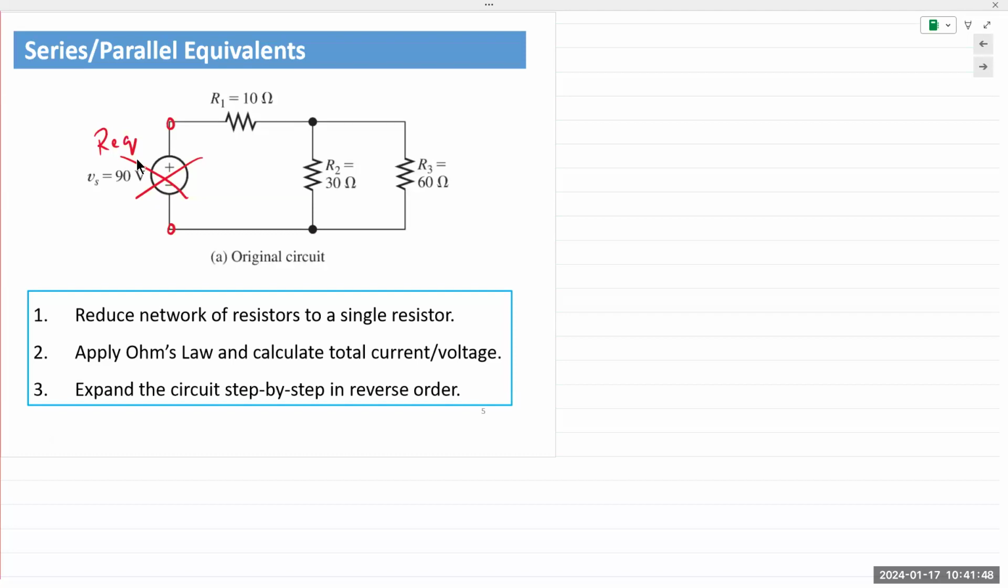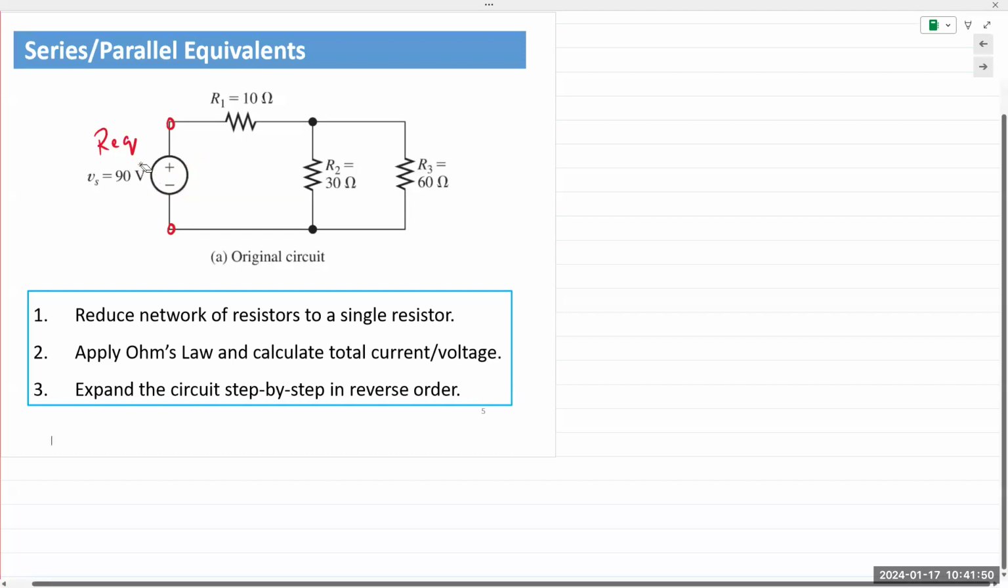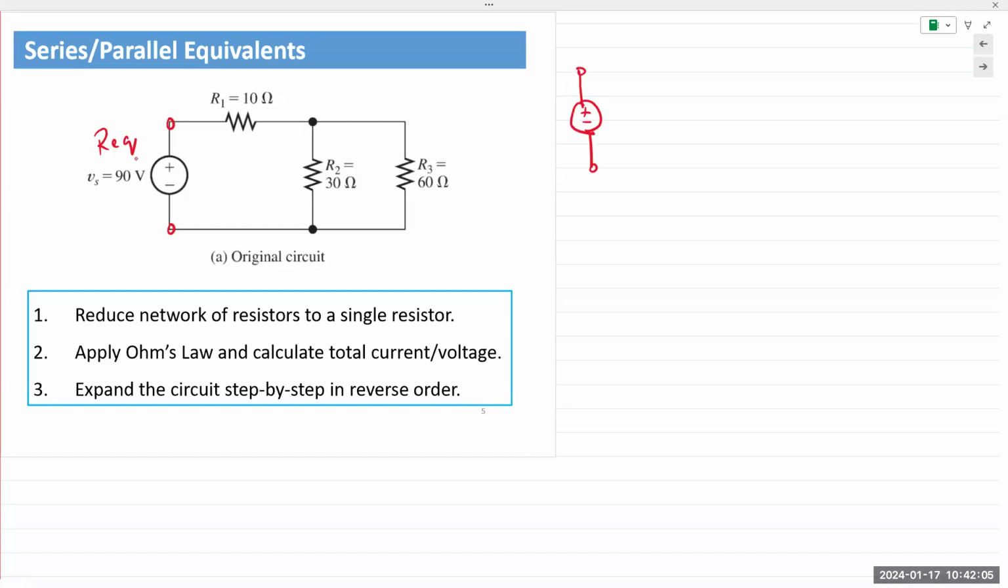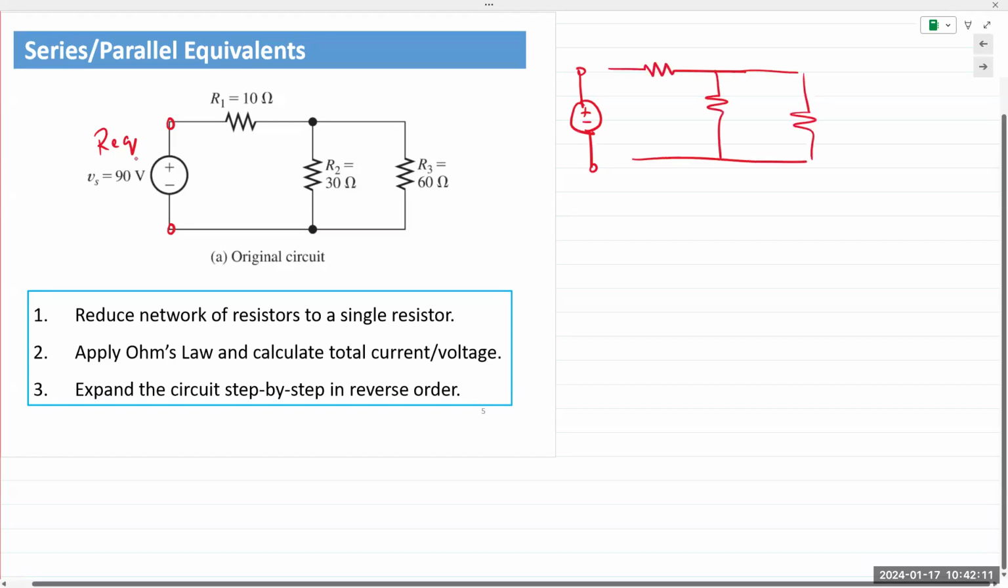Let's take a look at this example so that it makes sense. When we start this, I'm going to remove the source. Let's put the source right here. Then I want to find Req between these open terminals.